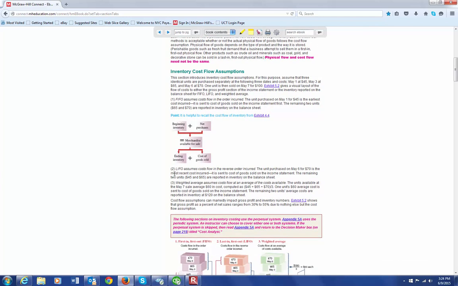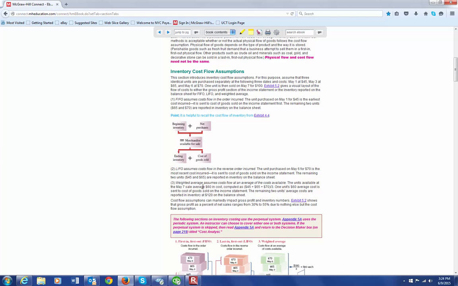Okay, if you're using LIFO, last in, first out, again going back to this example, then based on the fact that your company has adopted LIFO, the one that you sold is the one that cost $70. So you sold it for $100, it cost you $70, so in this case your gross profit on it would be $30.